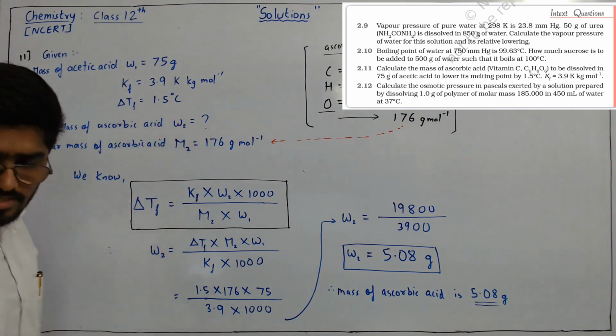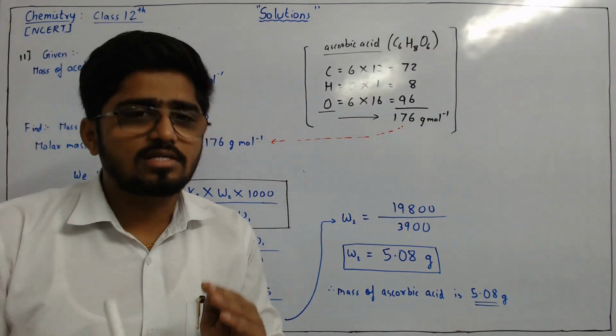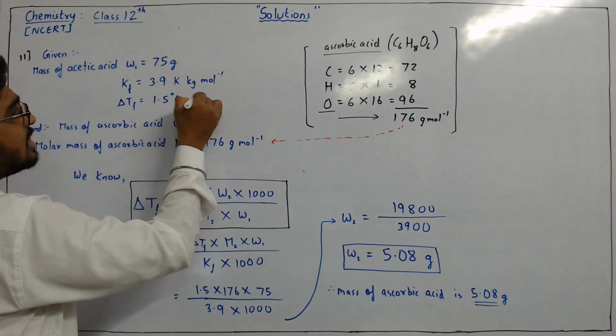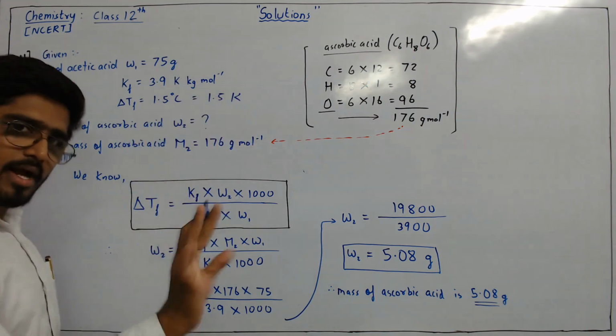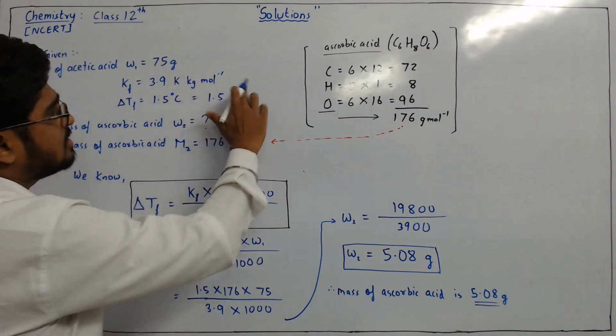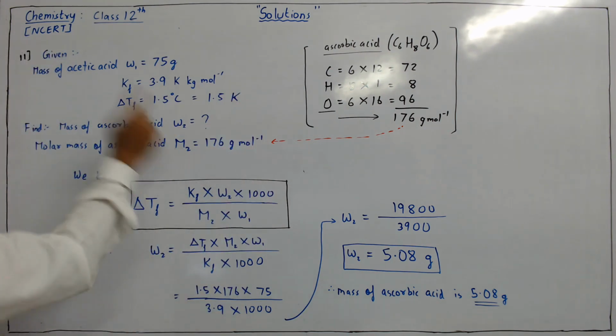1.5 degree Celsius. Students, remember in this chapter, whenever there is depression concept, wherever there is freezing concept, take degree Celsius as Kelvin, no matter. Okay, whenever there is depression freezing concept, take degree Celsius as Kelvin. Okay, we need to find mass of ascorbic acid.